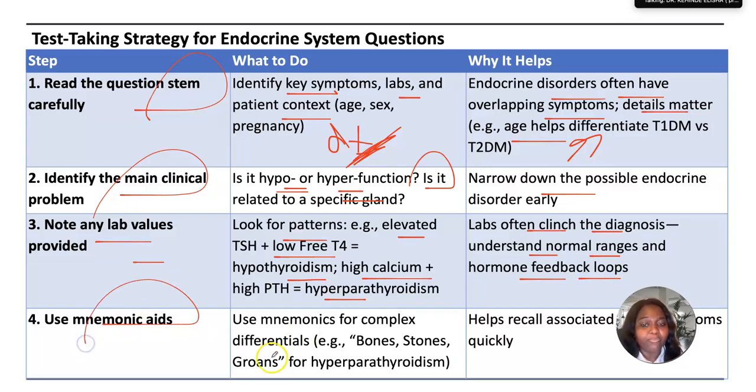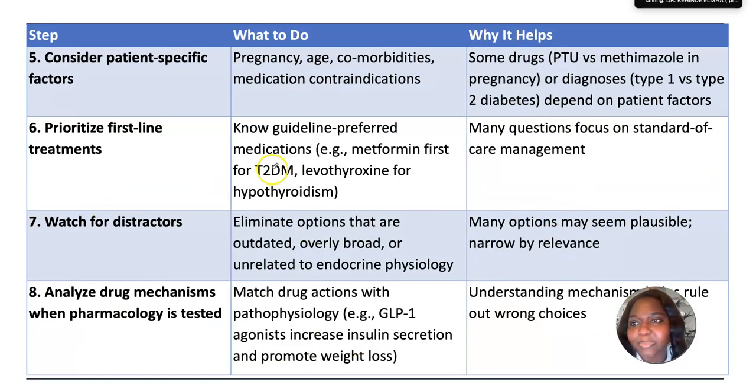You want to use a mnemonic if you have one. For me, it's an additional study, but if you like mnemonics, please go for it. Bones, stones, groans, and moans for hyperparathyroidism. It just helps you remember the symptoms that you see with hyperparathyroidism. It's going to help you recall the associated signs and symptoms.